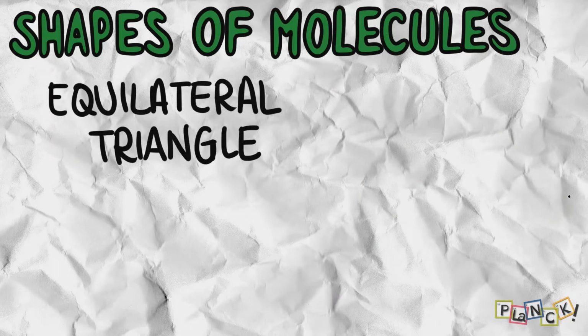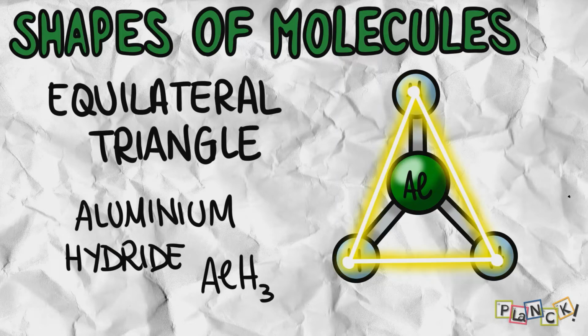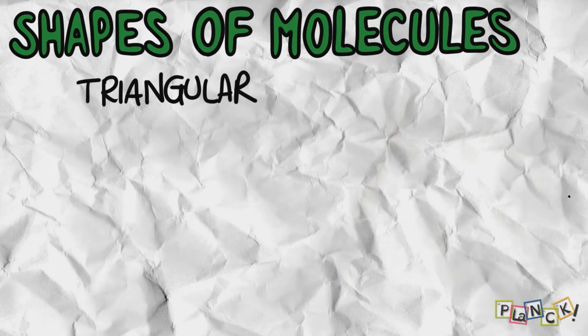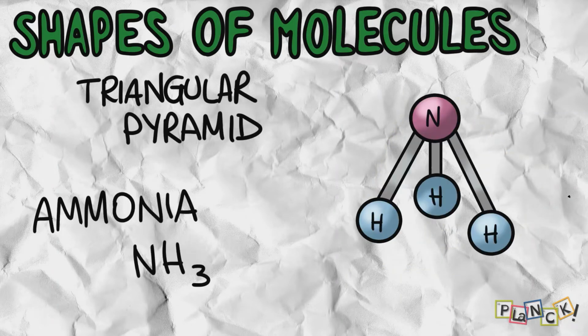There are also molecules shaped like an equilateral triangle, such as aluminium hydride. Other molecules are shaped like a tetrahedron, such as methane, or like a triangular pyramid, such as ammonia.